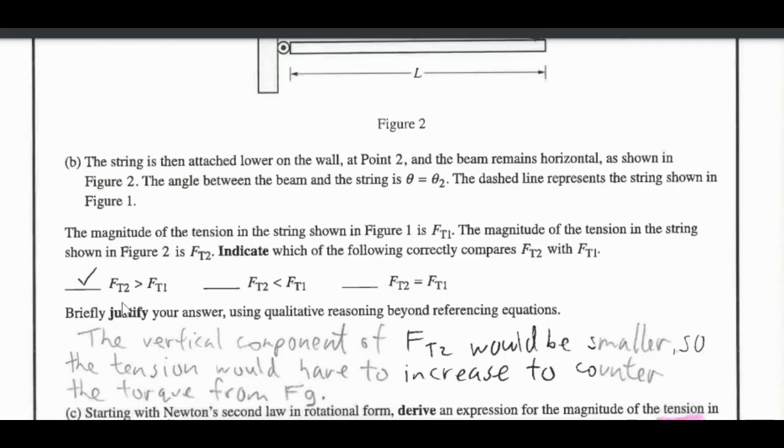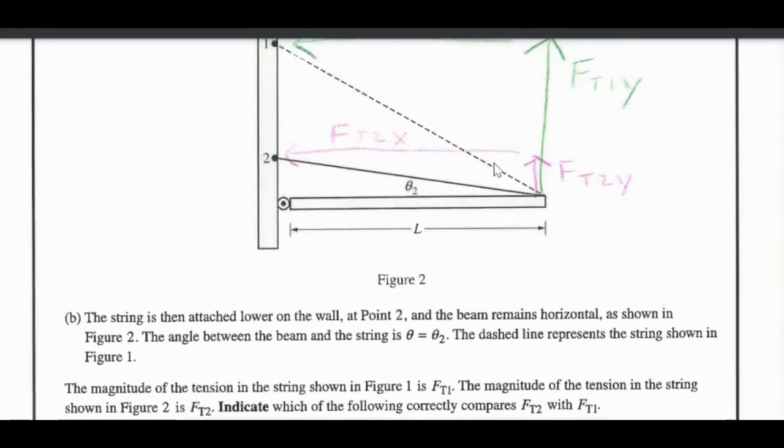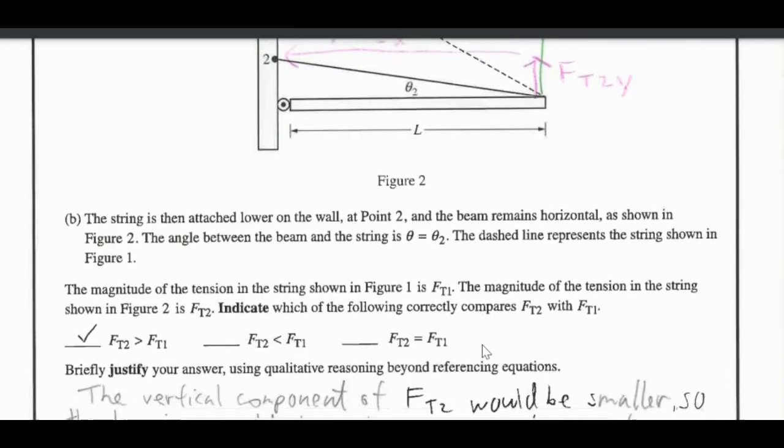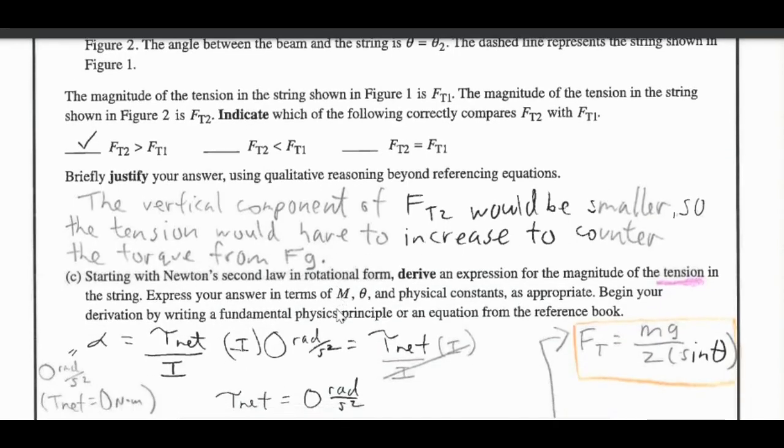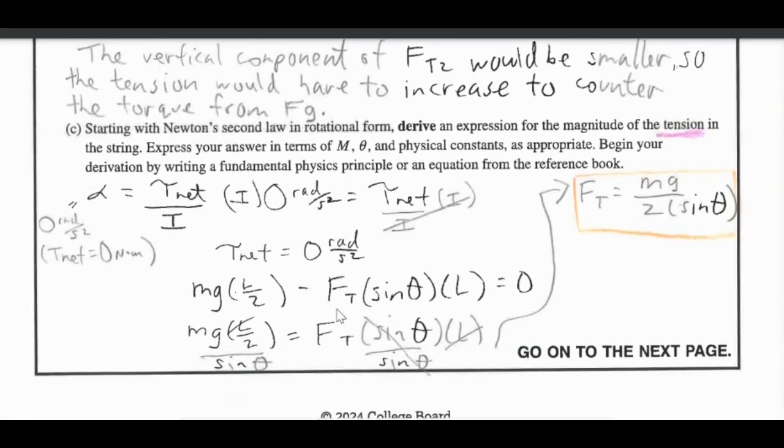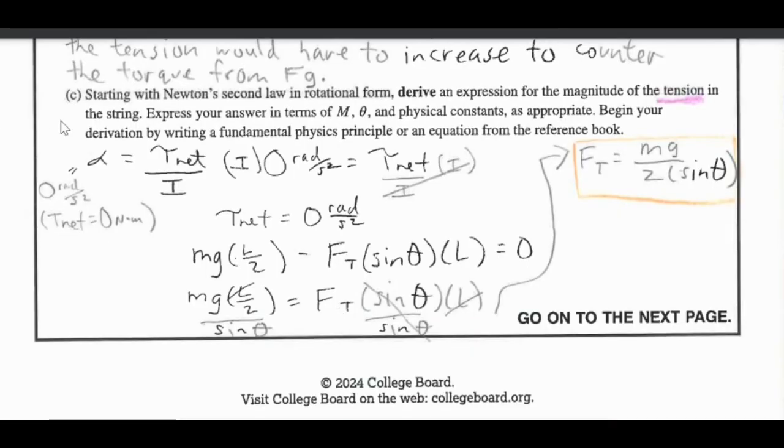So Ft2 is definitely much bigger, and the reason is that it had that much smaller vertical component due to its angle. The actual value of Ft has to be much higher. So I wrote the vertical component of Ft2 would be smaller, so the tension would have to increase to counter the torque from Fg. Now, starting with Newton's second law in rotational form, alpha equals the net torque over I.